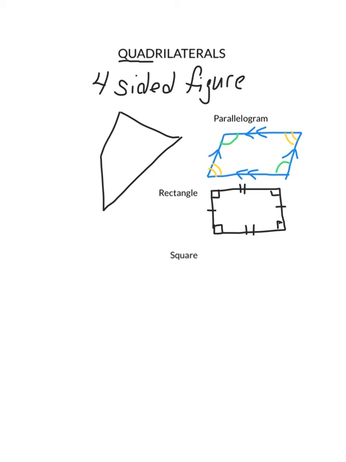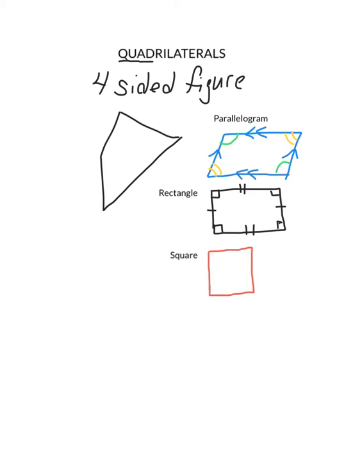Next, we're going to look at a square. A square is also a rectangle. A square is also a parallelogram. A square is also a quadrilateral. And again, I'm drawing this as best I can. It's not perfect, but you get the idea.